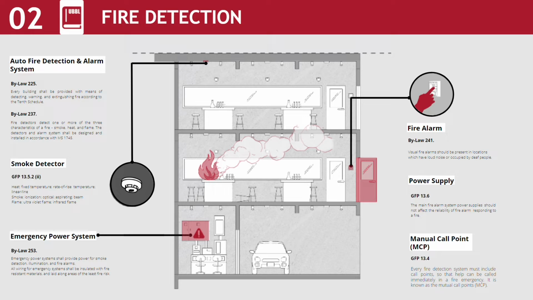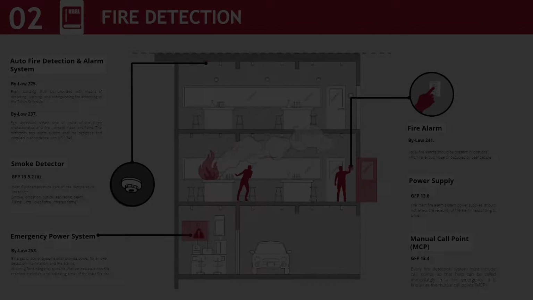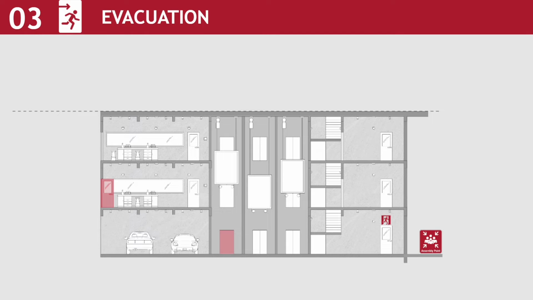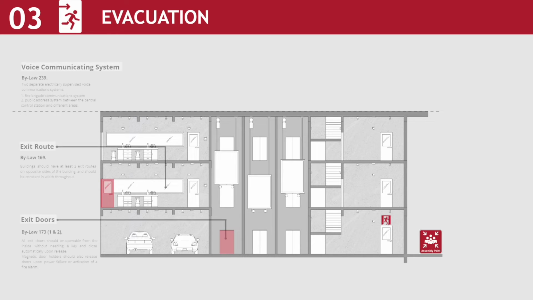Also, GFP 13.4 and Bylaw 241 emphasize that the manual call points were used to call for immediate help, while visual-based fire alarms were located at noisy places or if the premise facilitates deaf occupants. After informing the occupants about the fire via the voice communication system, occupants should start evacuating following the exit routes. Buildings should have at least two exit routes on opposite sides of the building, stated in Bylaw 169.